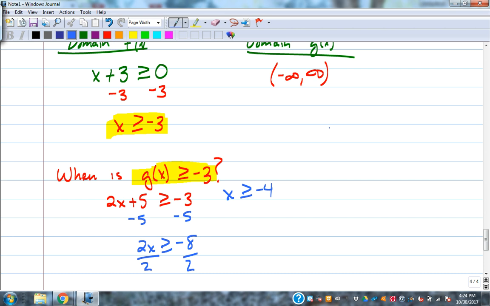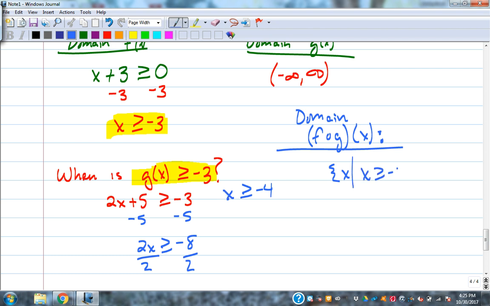So our restrictions for our composite function, the domain for that, restrictions from your second function listed. Are there any restrictions from the second function? No, so we don't have to worry about that. Then the restrictions from this work we did here. That restriction is that x is greater than or equal to negative 4. Okay.